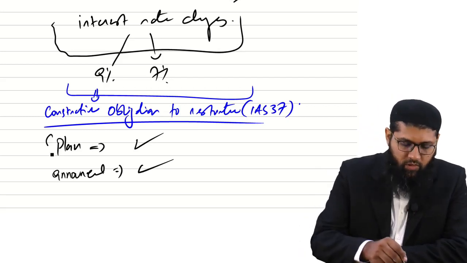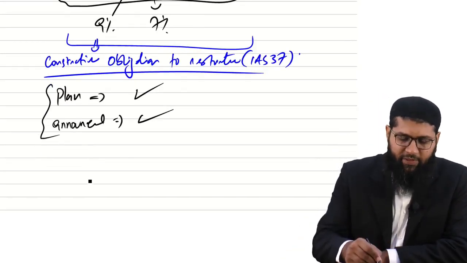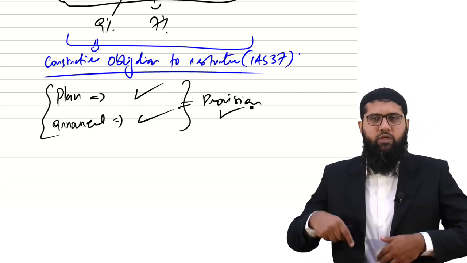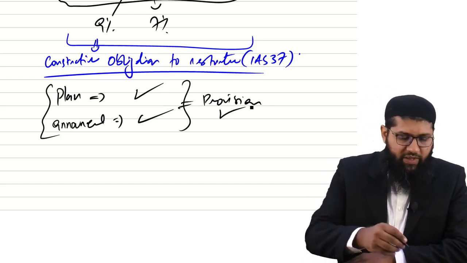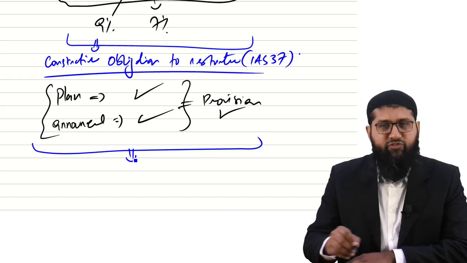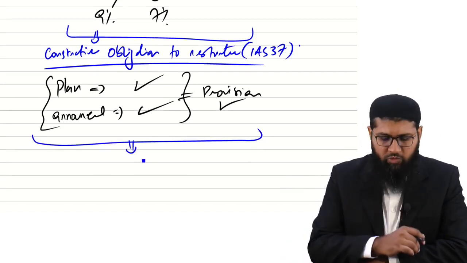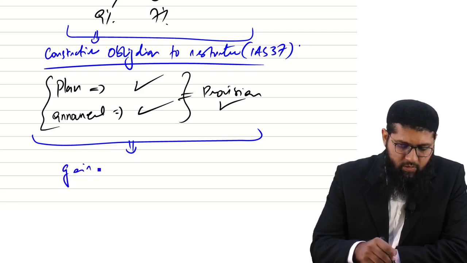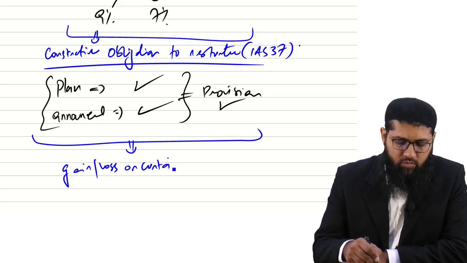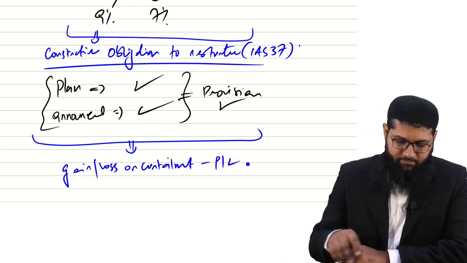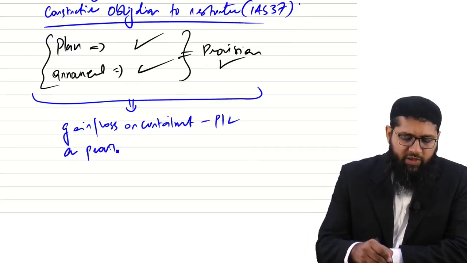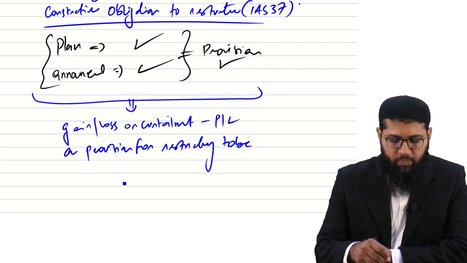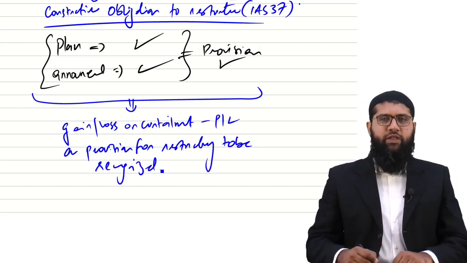Now see, if the constructive obligation to restructure does exist, then the provision is required to be recognized in this scenario. Let's try to understand what happens then. You've got to say that the gain or loss on curtailment shall be recognized in the P&L. Provision for restructuring to be recognized.